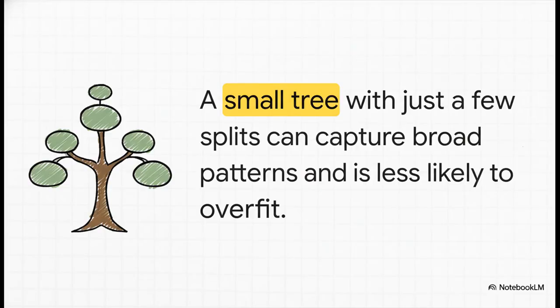So here, this is what we want to see. This is a healthy, sensible tree. It's simple, right? Just a few branches. It's learned the big, important patterns in the data. And because it's not trying to be overly specific, it's way more likely to make good predictions when it sees new data for the first time.